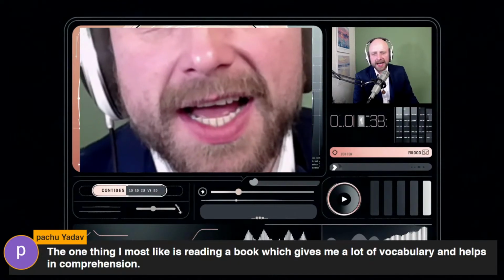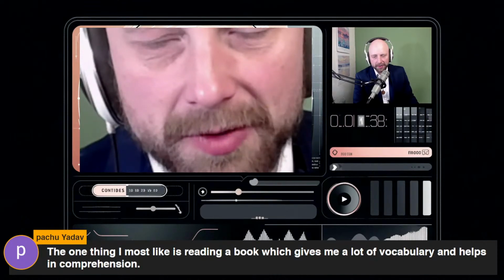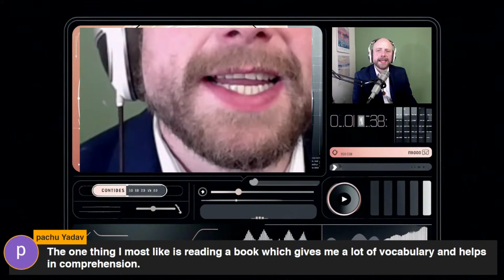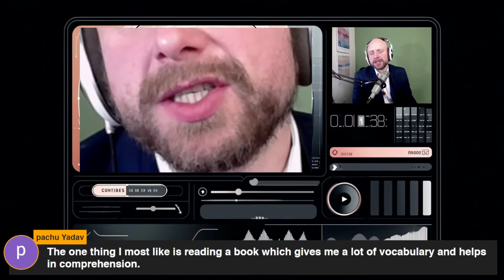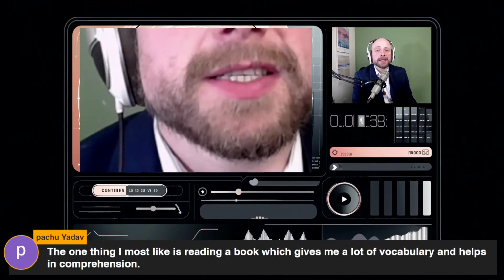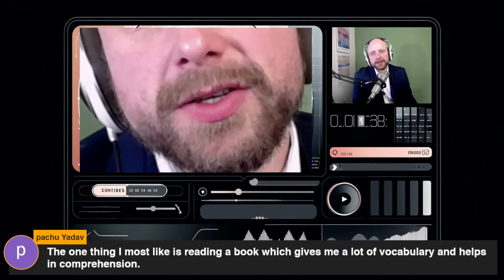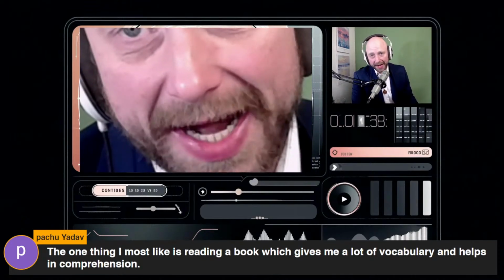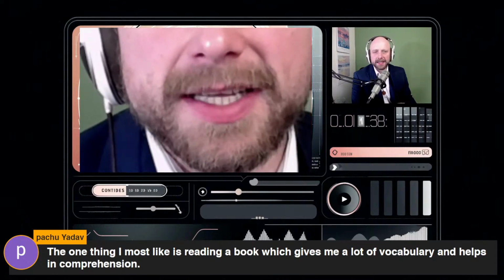The one thing I most like is reading a book which gives me a lot of new vocabulary and helps in comprehension. The recommendation I have with reading in general, Pachu, is to choose books which don't have a lot of vocabulary which you haven't seen. So actually you want books which are quite easy to read, but you pay attention and try to notice the structures, that is the phrases and how they're used, to try to improve your active vocabulary.